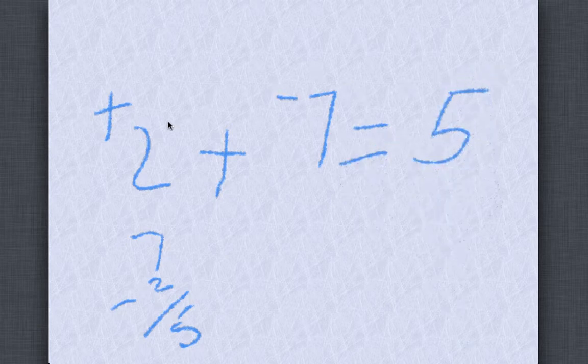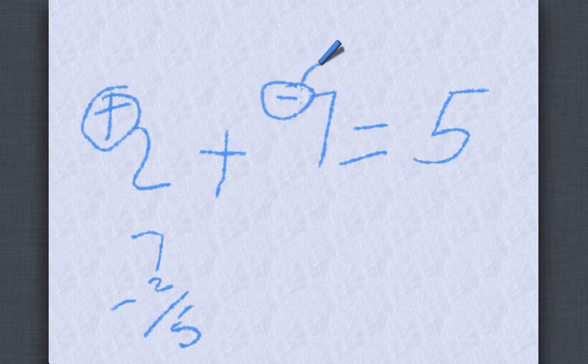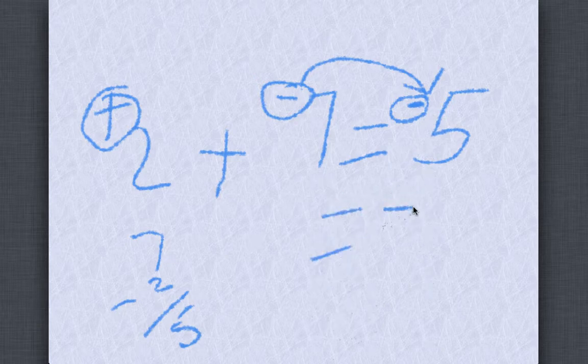The 2 has a positive sign and the 7 has a negative sign. You assign the 5 the charge of the bigger number, which is 7. Since 7 had the negative charge, you assign 5 the negative. So your final answer is negative 5. Remember, you assign the sign of the bigger number you are working with.